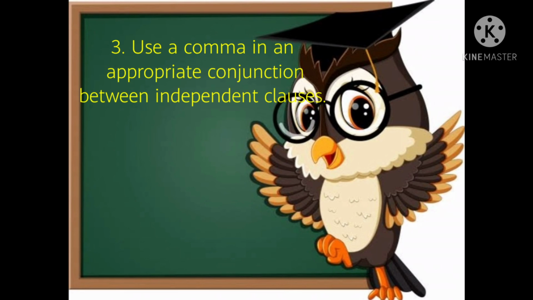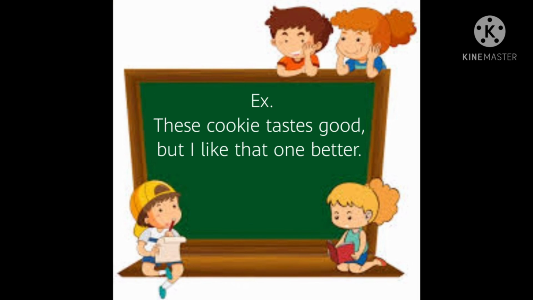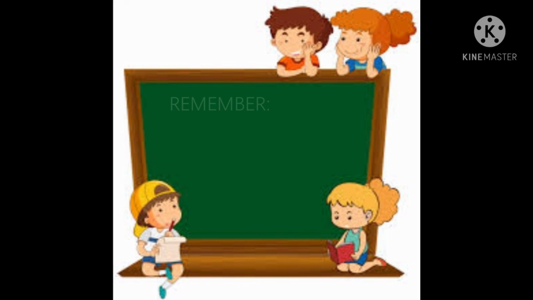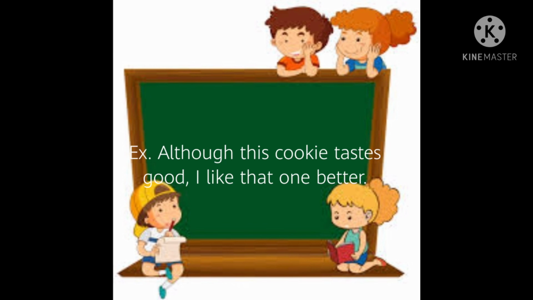The next method: use a comma and an appropriate conjunction between the independent clauses. "These cookies taste good, but I like that one better." In addition, one of the independent clauses may be changed to a dependent clause. For example, "Although these cookies taste good, I like that one better."